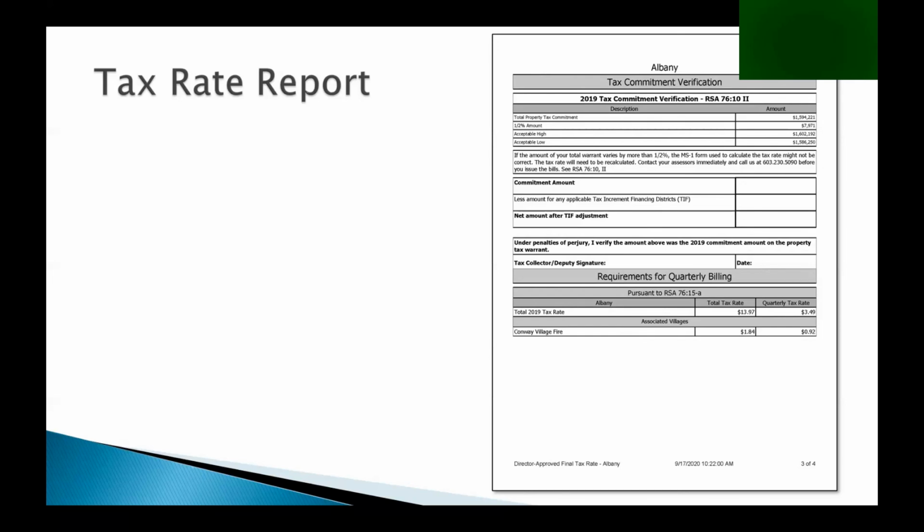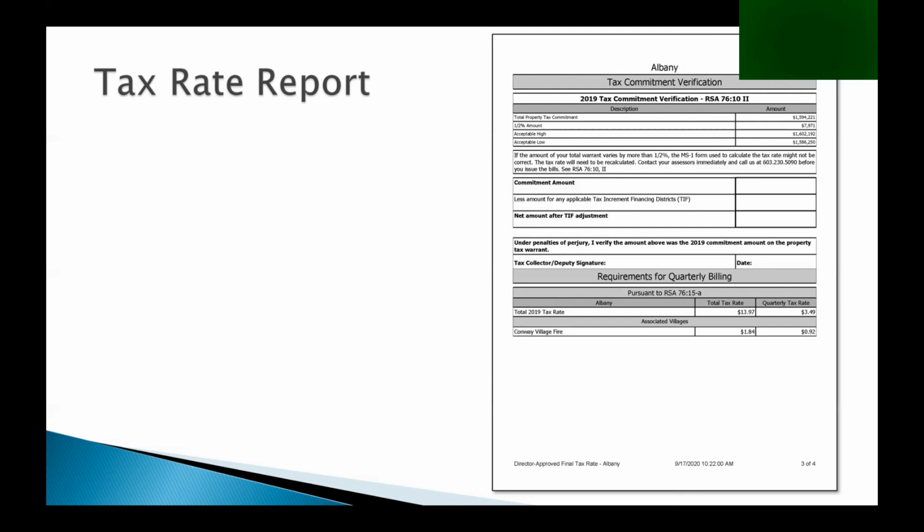You submit the 434 to the DRA, they review it, and those reviewed revenues, so the 434R, is what feeds into this tax rate setting process. So the only two pieces that you can adjust once that's done are the fund balance to reduce taxes and the overlay. So here on the third page, this is probably the most important page for you guys.